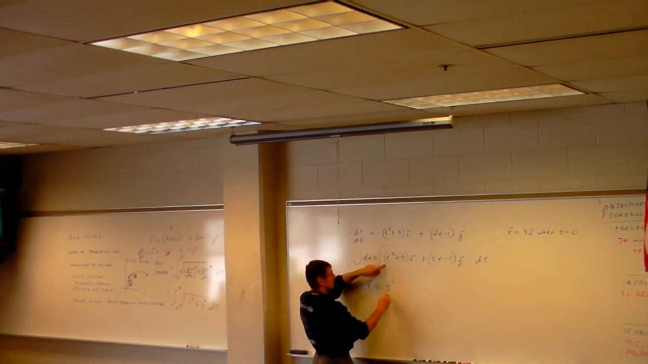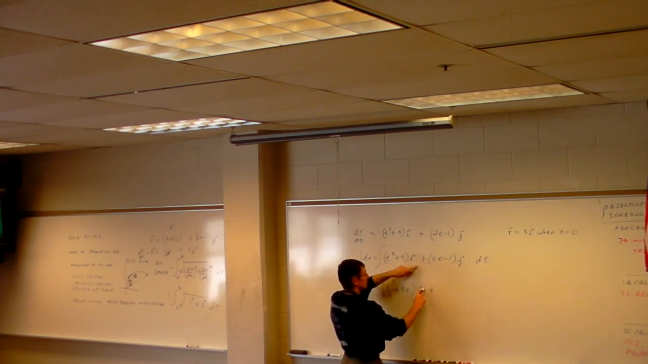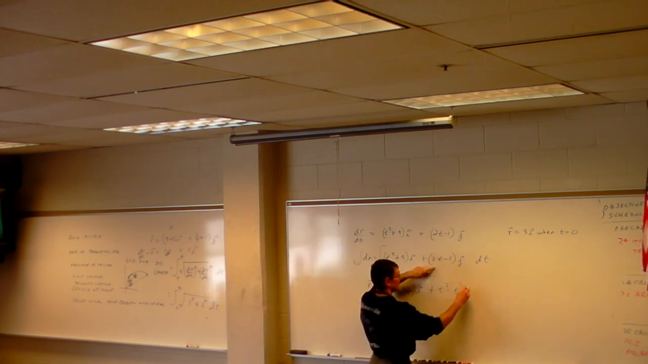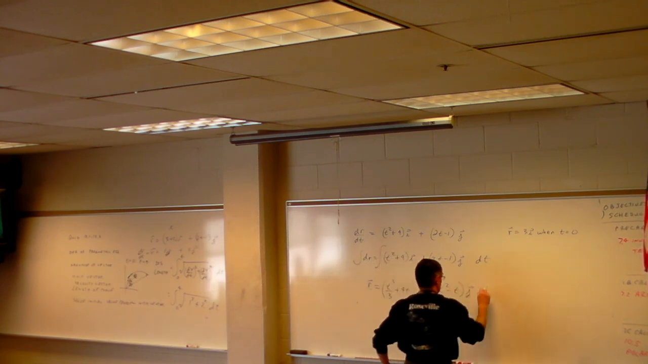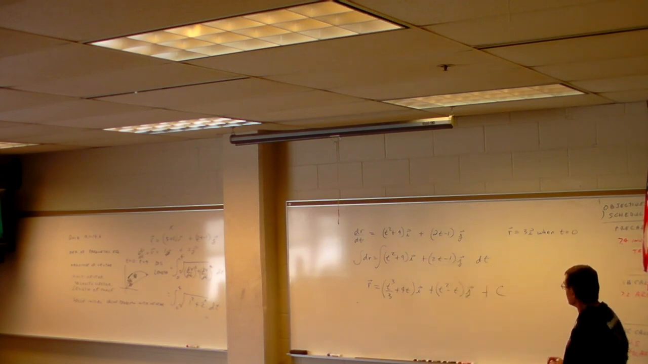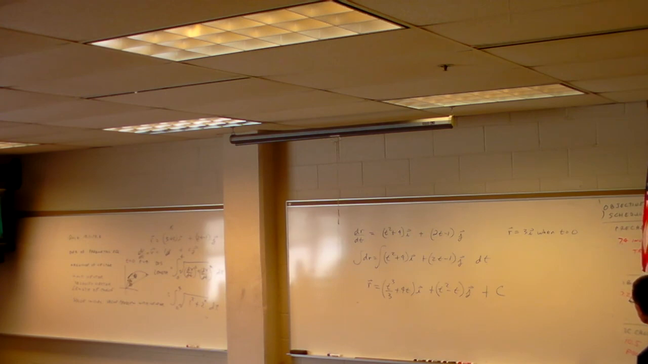t cubed over 3 plus 4t, i, plus t squared minus t, j, plus a constant. And I don't know, I just made it up. This might not work very well. Let's see here. No, you plug in 3i for r and then... Okay, so now, yeah, this will work, I think.